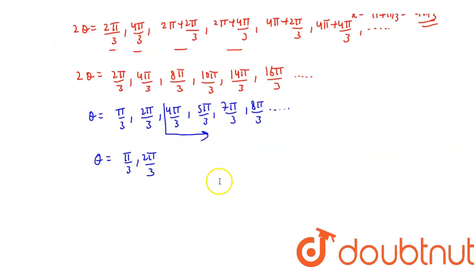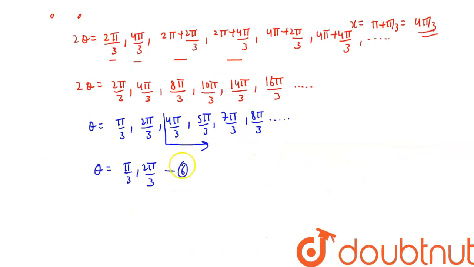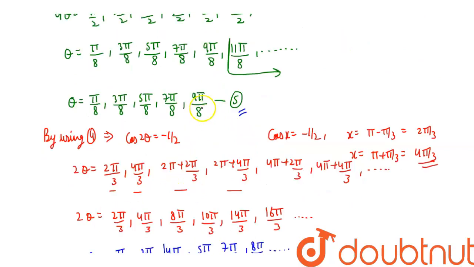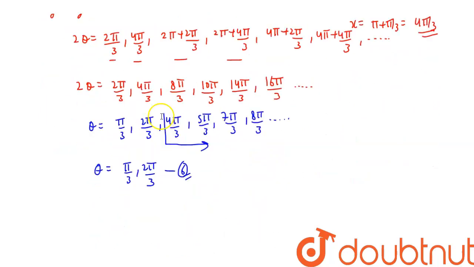So let us say that this is equation number 6. Now we are going to conclude our final result by using equation number 5 and equation number 6. And in this fifth result we also got 9 pi by 8, which is also greater than pi, so we are going to reject this one. So we have this as a solution. Now we are going to write our final solution. So theta would be the common union of the fifth and the sixth equation.